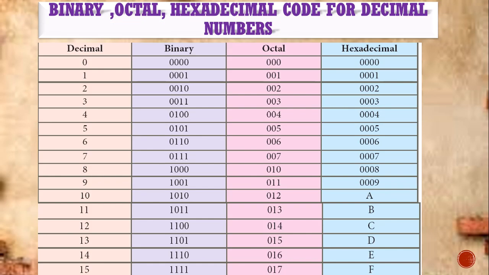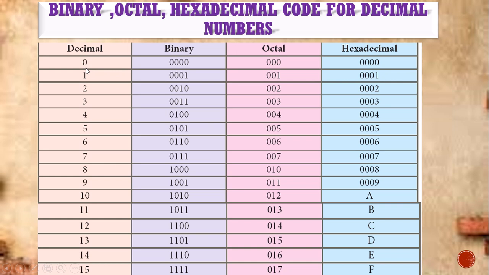Here the binary, octal, and hexadecimal codes for decimal numbers are given. Decimal numbers contain the digits 0 to 9, with combinations of 0 to 9 digits. This is the number system we use in day-to-day life. Here the value of each decimal number is given as a binary, octal and hexadecimal value.